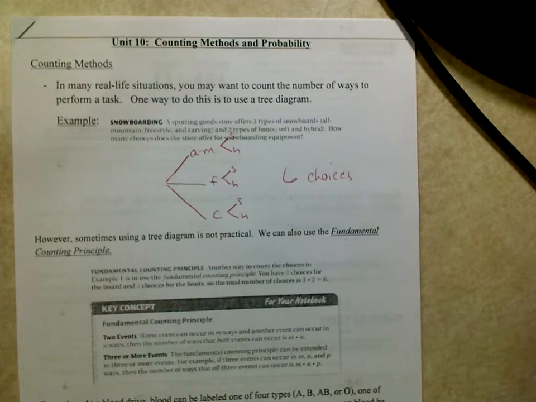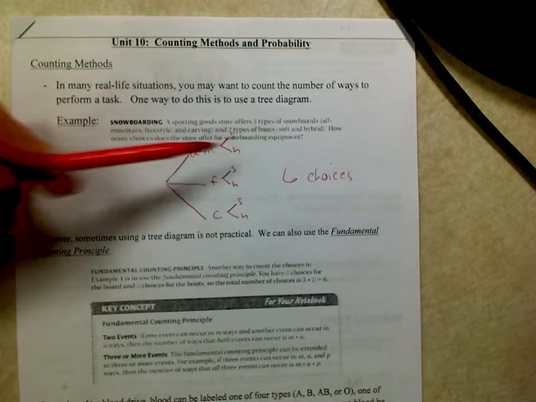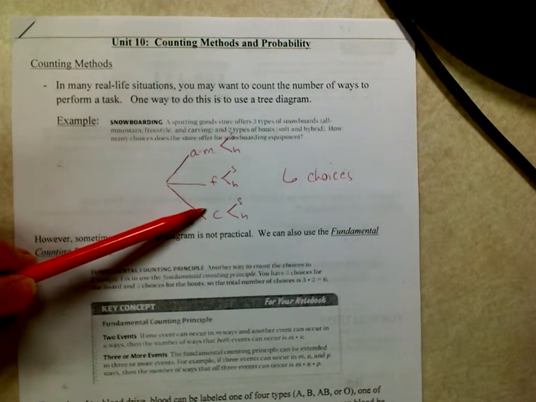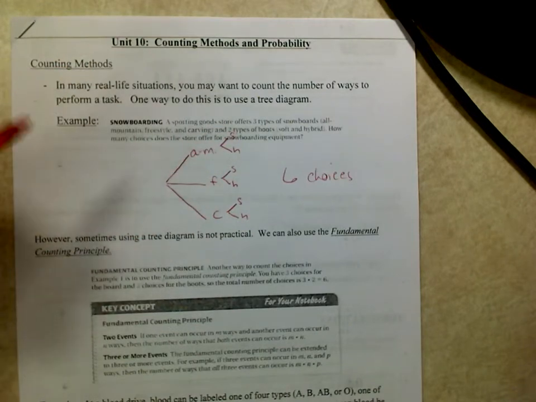And this is where you take the number of choices at each level and you multiply. For example, for this problem, since I had 3 boards and 2 types of boots, I would do 3 times 2 and I could come up with the 6.